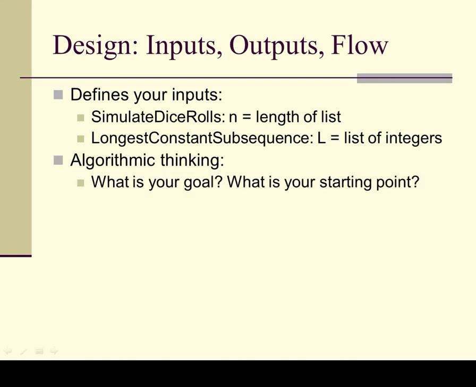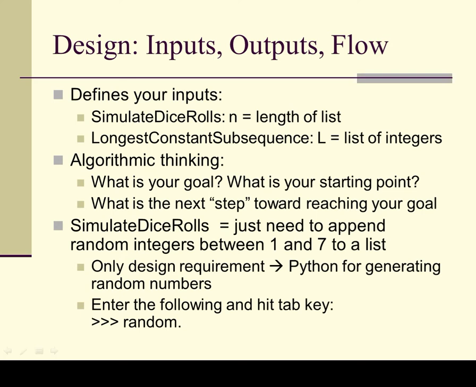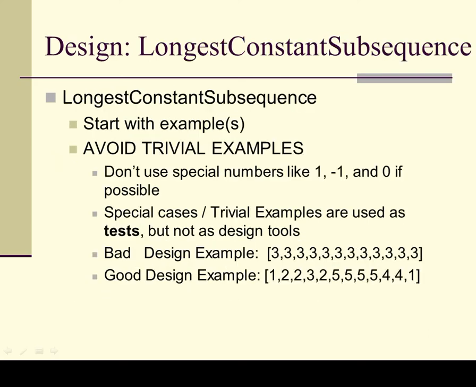So now we need to think algorithmically. What's our goal? What's our initial state? Where are we starting? Where do we want to end up? And in progressing from the beginning to the end, we need to go step by step. So the question we'll always have is, what is our next step? To simulate dice rolls, we just need to append random integers between 1 and 7 to a list. So the only design requirement here is we need to look up whatever the Python command is for generating random numbers. For that, we're just going to type in the word random and the dot, and it will tell us how to find random numbers.